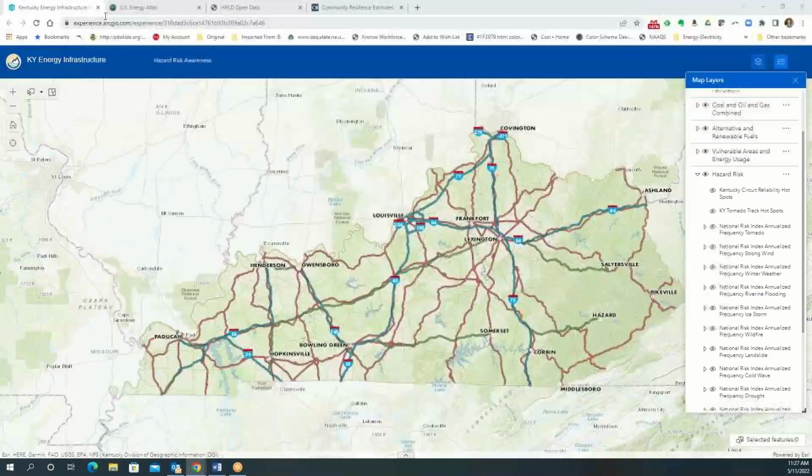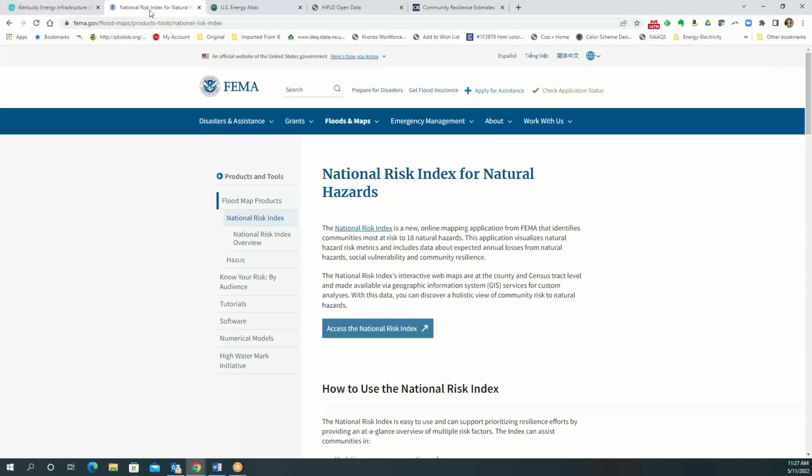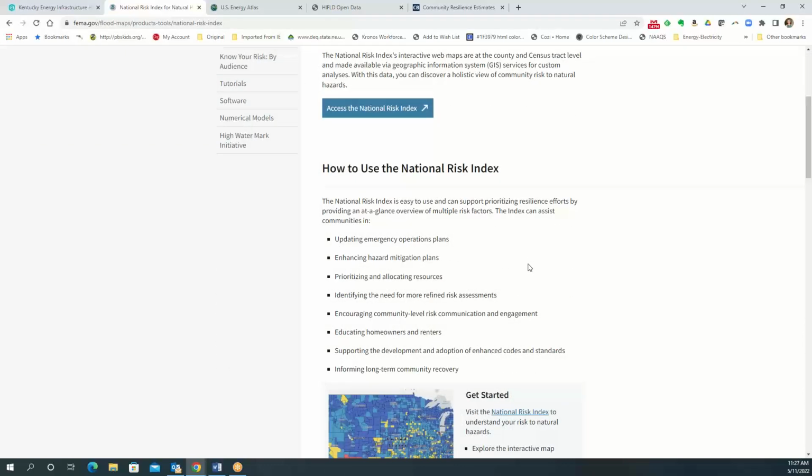If you're interested in where this comes from, FEMA, here's the address at the top. Here's where you can look for the National Risk Index. I think it's very interesting because of where we are at the State Energy Office. You can use the National Risk Index when we're looking at emergency operations plans, enhancing hazard mitigation plans. For us, with our Energy Assurance Plan, prioritizing and allocating resources, identifying the need for more refined risk assessments.